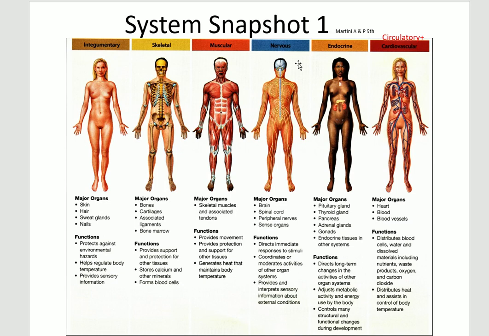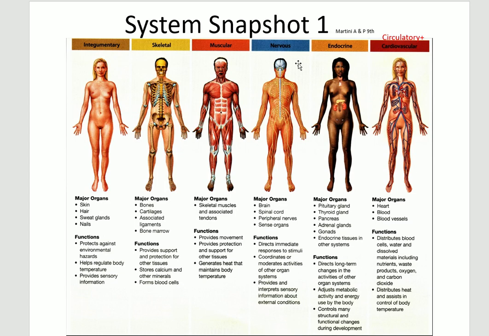But you'll need to read through these and familiarize yourself with what organs are in each system and what each system does. So integumentary, that's skin, hair, sweat glands, nails. That protects us against environmental hazards, helps regulate our body temperature through sweating, provides sensory information. And we have skeletal: bones, cartilage, ligaments, bone marrow. So that's support and protection for other tissues, calcium minerals, forms blood cells.